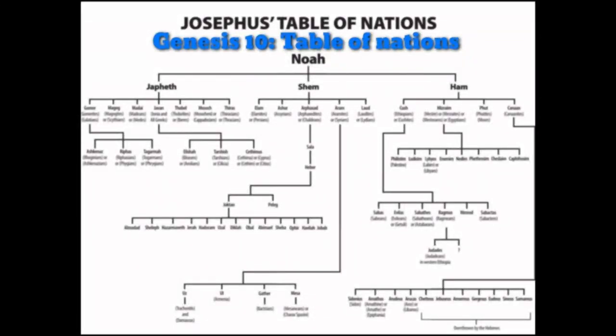Here we have a diagram or family tree from Josephus, the first century Levitical priest, and his table of nations, which is based on Genesis, the 10th chapter, table of nations. And here we have Noah and his three sons, Japheth, Shem, and Ham, and their children. This chart is not based on evolutionary descent from ground apes, but from one of the sons of Noah, either Japheth, Shem, or Ham.